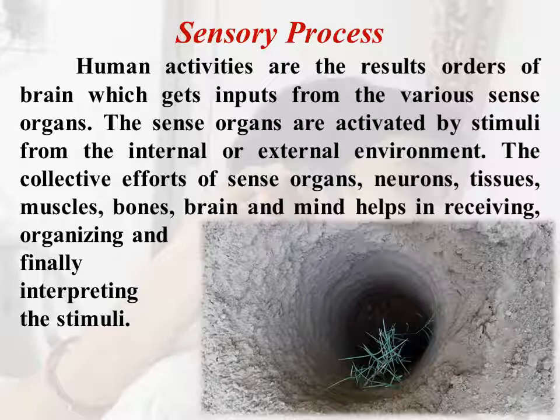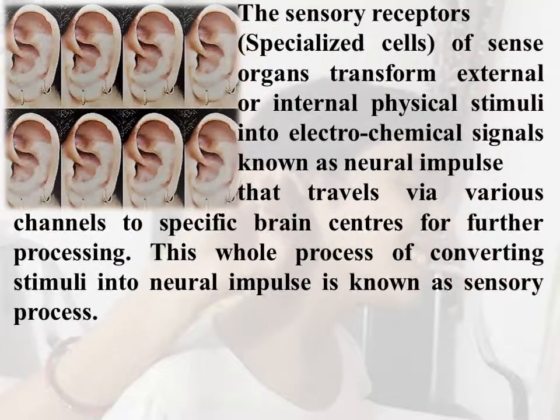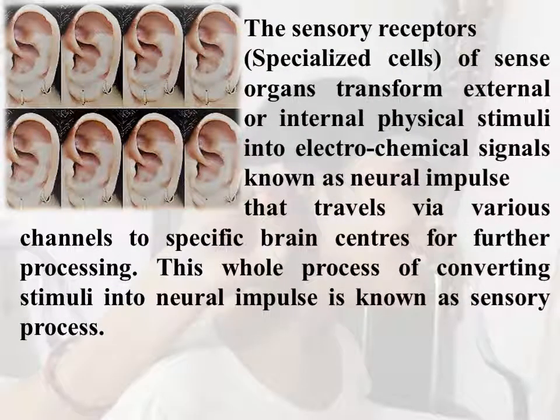But we can understand and discuss this under the sense organ. This is your sense organ. What we are going to talk about is what it actually does. In all sense organs, we have specialized cells. These cells are known as receptors, such as auditory receptors in the ear, photoreceptors in your eyes, taste receptors in your tongue. So these specialized cells are known as receptors.